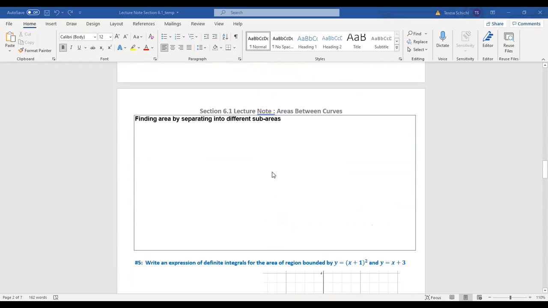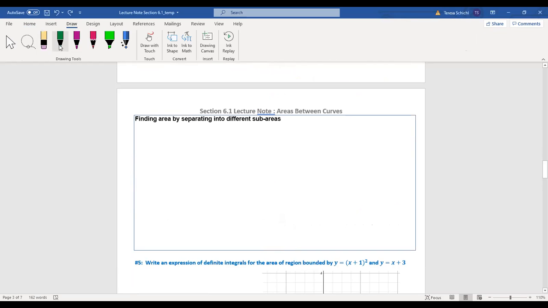In the second part of this lecture, we're still going to find areas between curves, but now the area is not that nice anymore. That means sometimes we need to divide the area into several sub areas and then find it, for example, like what we did here. Okay, so let's take a look.